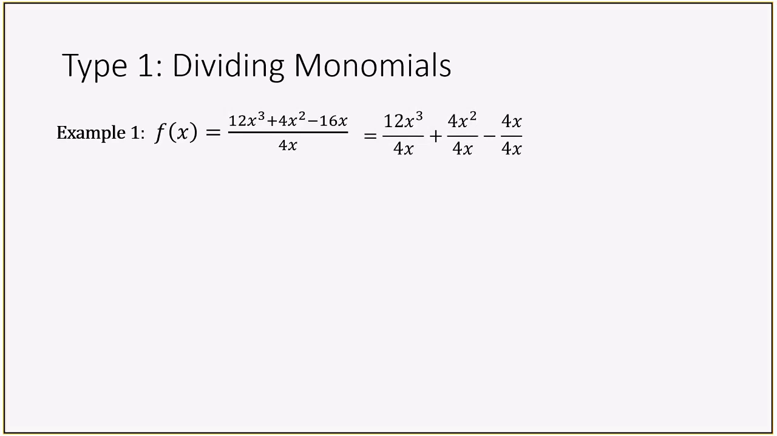So I've rewritten the question. It's the exact same question. The only difference now is instead of only having one 4x on the bottom of this giant fraction, I have 3 different parts that are fractions with 4x on the bottom. And then from there, just go ahead and reduce. So if I reduce the first term, 12 divided by 4 is 3, x cubed divided by x gets me x squared. And then my next term is 4x squared divided by 4x gets me x.